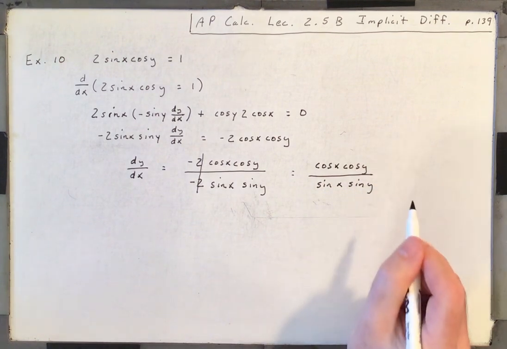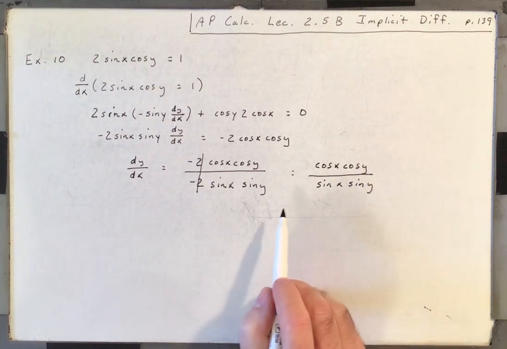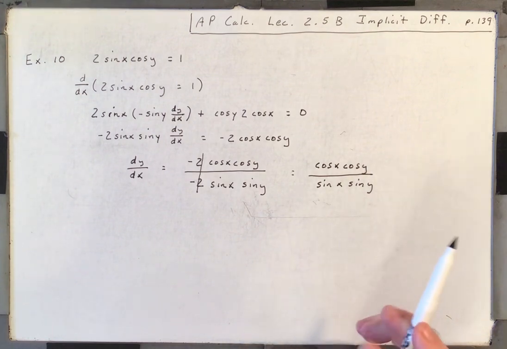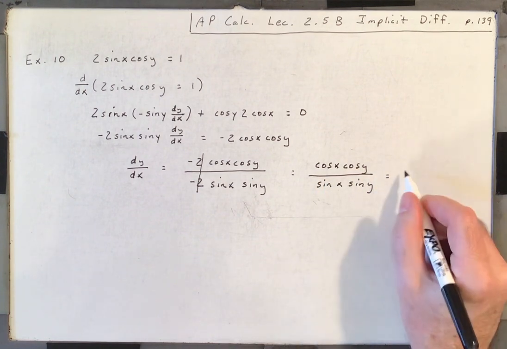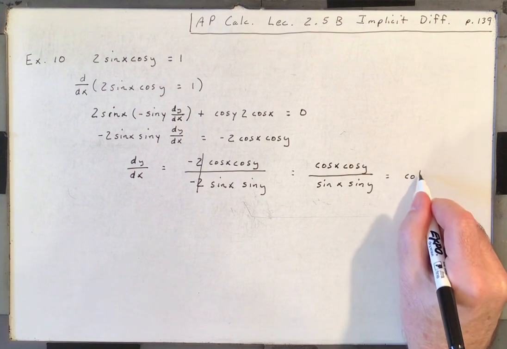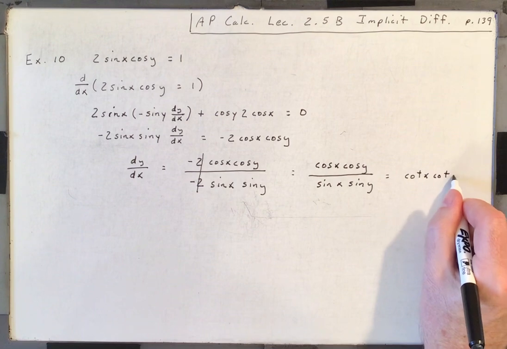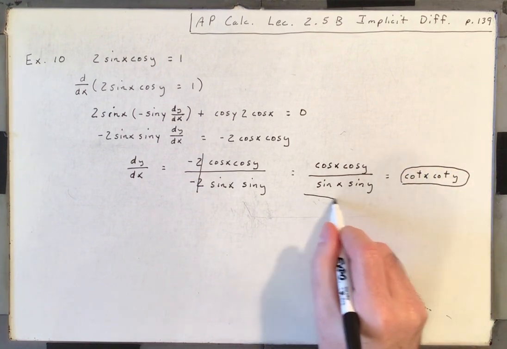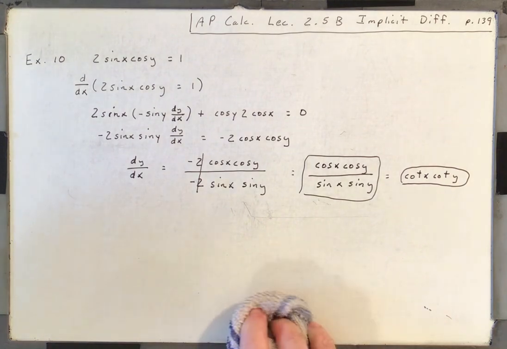Now, on a test, I would be totally fine with this level of simplification, but you can go one step further. Can you think about that for just a second? What is cosine over sine? Well, it's cotangent, right? So this could be simplified even further into cotangent x, cotangent y. And if you did that, I would be super proud. But either of those are acceptable. All right, let's work another one.